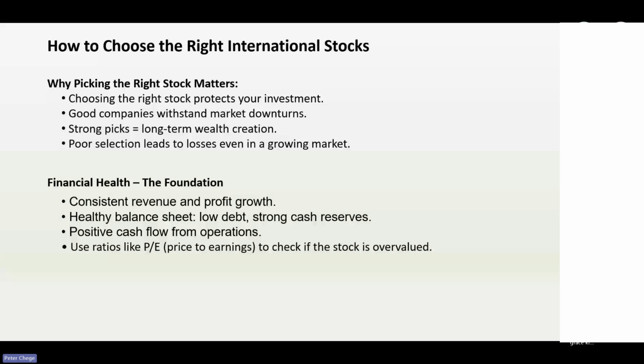Choosing good international stocks will help you withstand whenever there is a market downturn. Because when the market improves, then you make your gains. Then strong picks will lead to long-term wealth creation. If you're picking stocks that are giving you dividends and growth stocks, remember, some of the stocks that are giving dividends are also growth stocks. Growth stocks are those that appreciate in price over time.